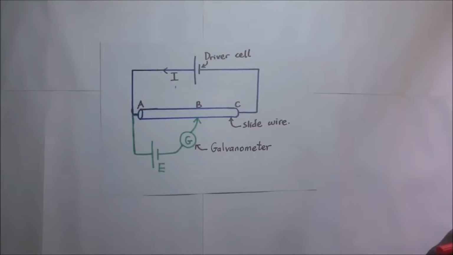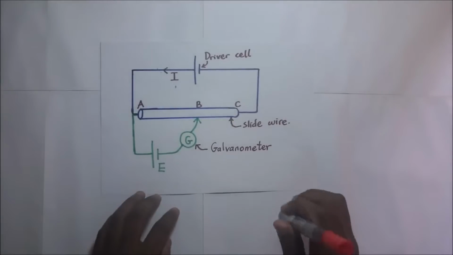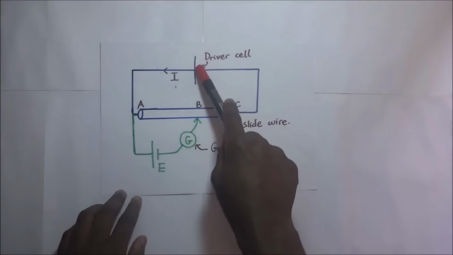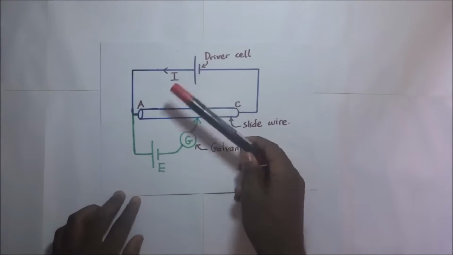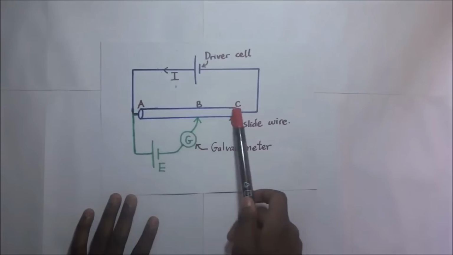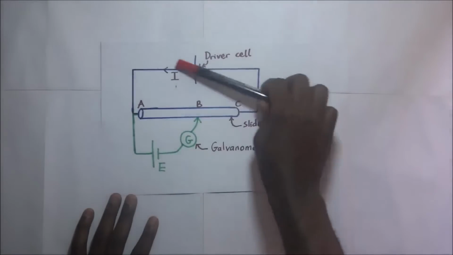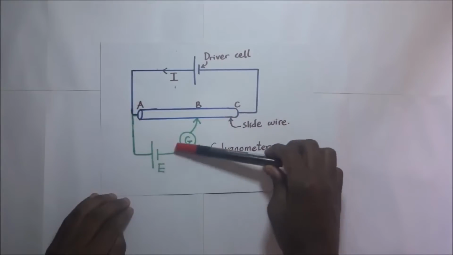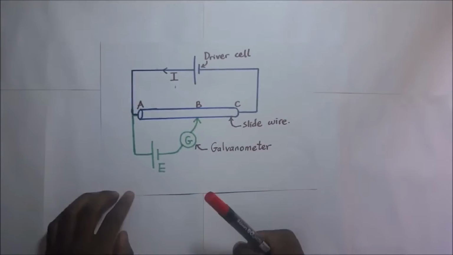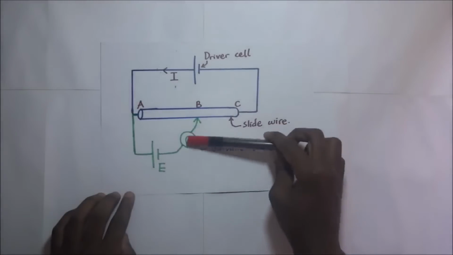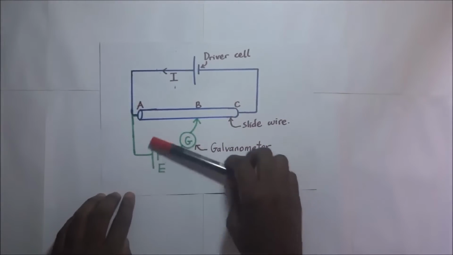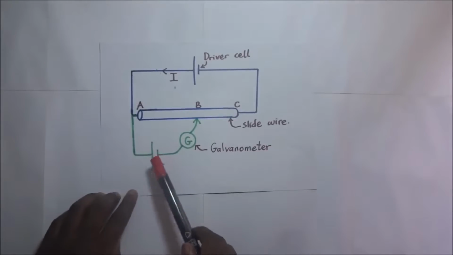A potentiometer is essentially a voltage divider that is used for measuring voltage potential, and it uses the principle of the potential divider. It has a driver cell, as we can see, and this driver cell is connected to a slide wire in a circuit we shall call the primary circuit. Now, this lower portion of the circuit is what we are calling the secondary circuit, and it essentially always has the galvanometer plus something else connected here. That something else can either be a cell or a resistor.